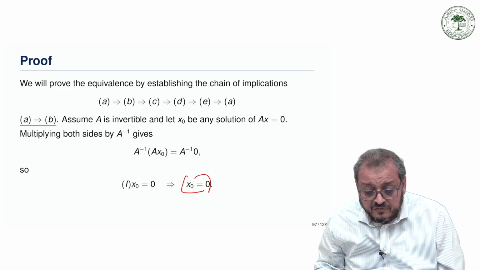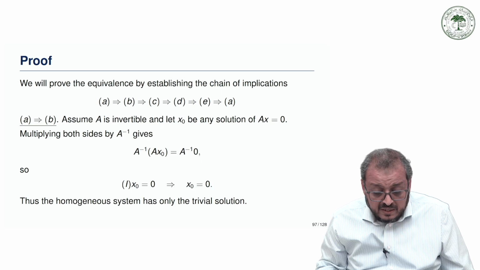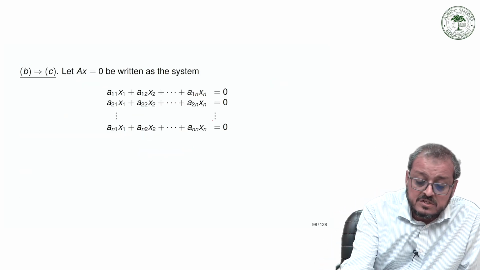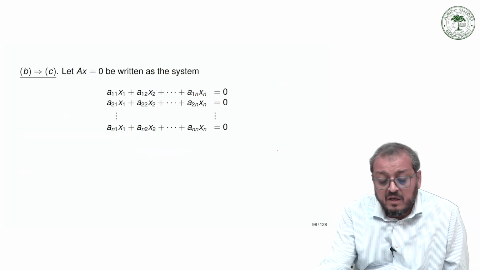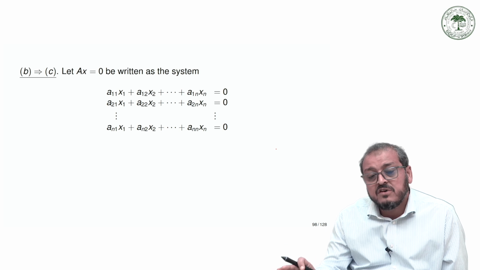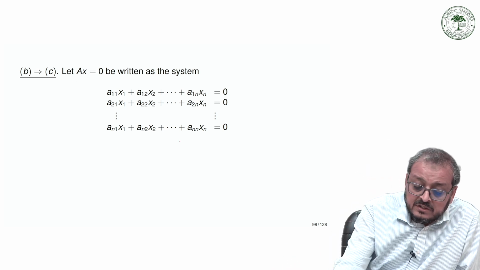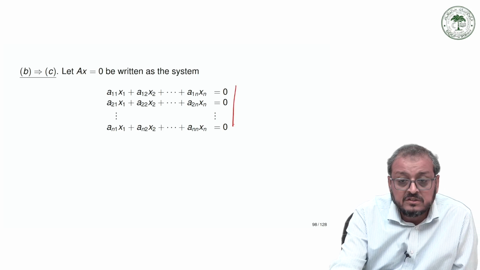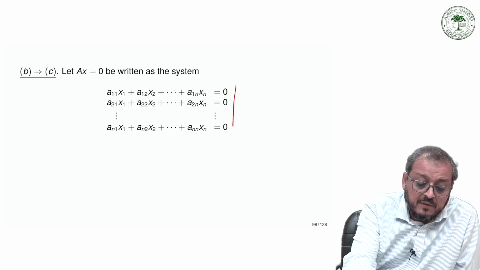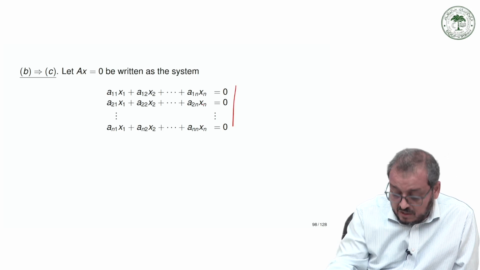Okay, now if the system has only the trivial solution, then we have to show that the row echelon form is the reduced echelon form with the identity. So we have the system Ax is equal to 0, and we can write the augmented matrix of this.